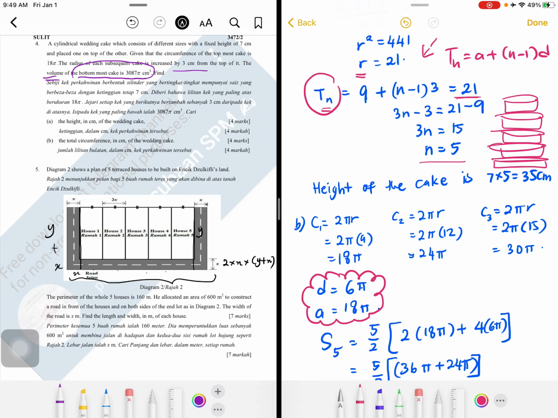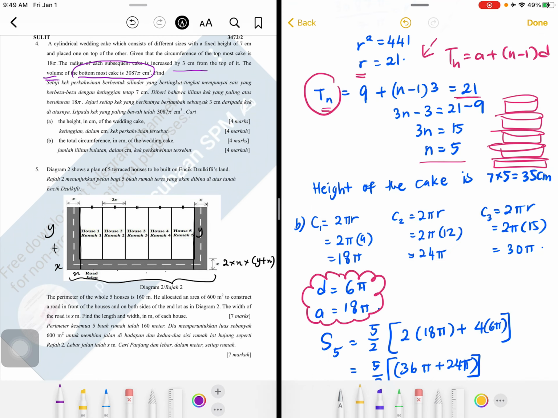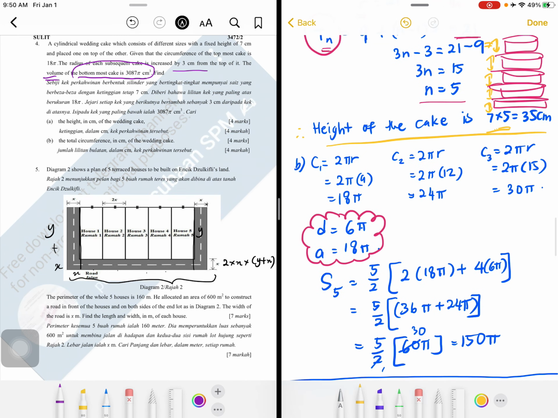Okay, so belum habis lagi. We are not finding how many tiers the cake is, tapi kita mencari what is the height of the cake, because we know that each cake's height is 7 cm. So what you do is you have to plus it with all 5 cakes, atau you multiply saja. So you got the height of the cake is 35 cm. Okay, senang kan? Jangan lupa ni, dia nak cari height of the cake. Dia bukan nak cari berapa tingkat cake ni.